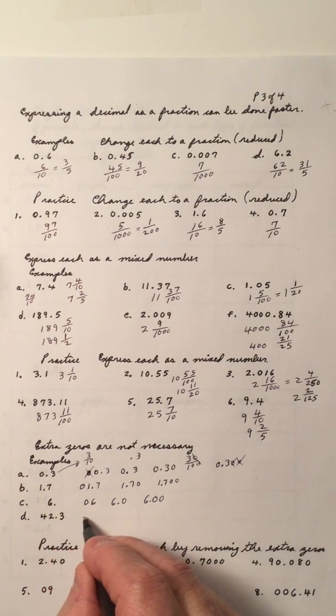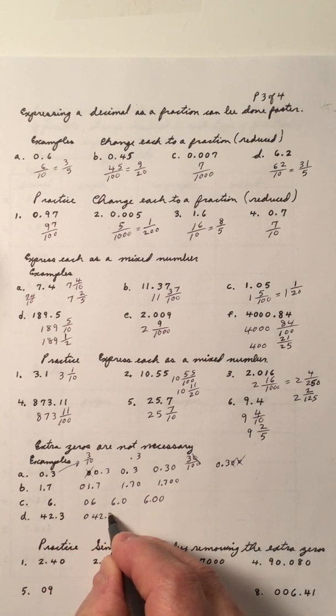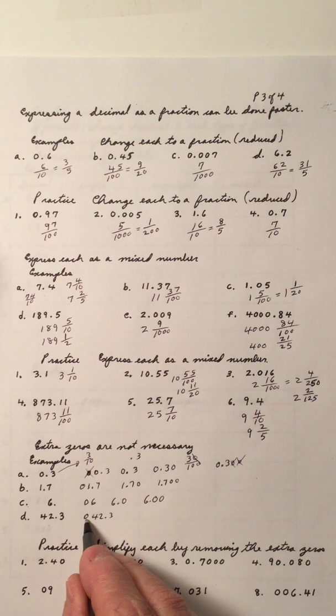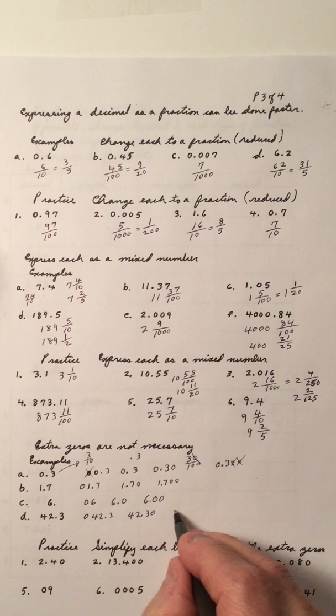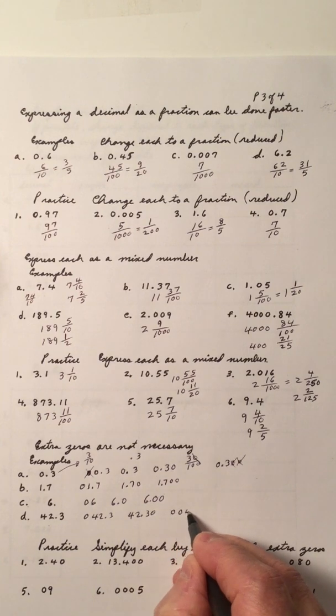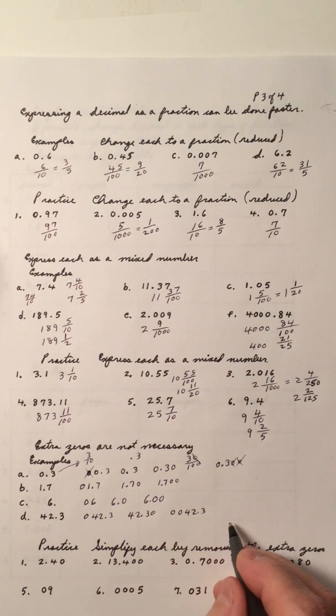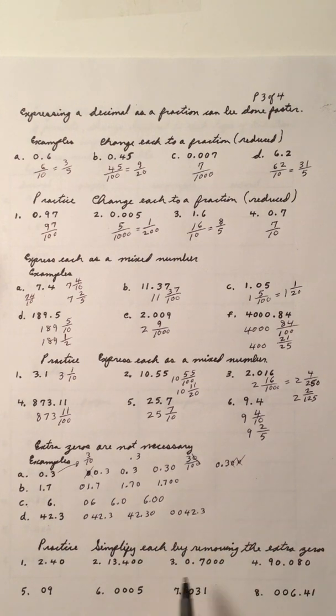And 42.3, 042.3, this 0 is not necessary. 42.30, not necessary. 0042.3, not necessary. So you can see.